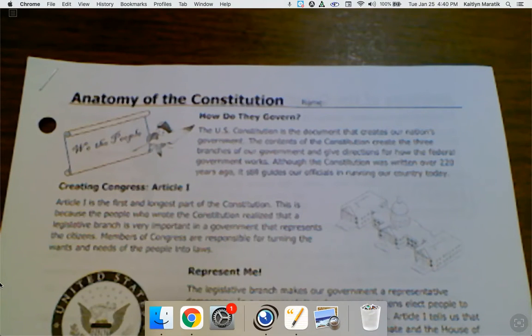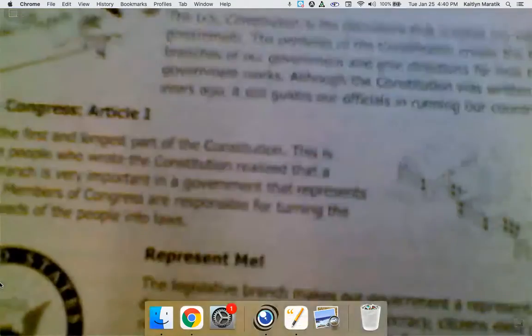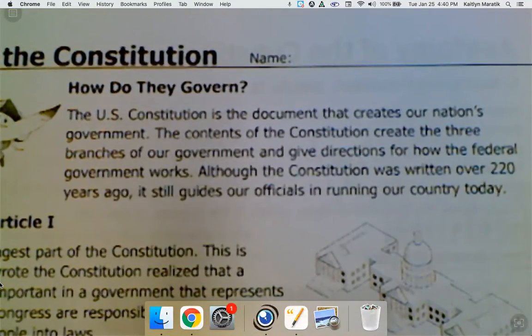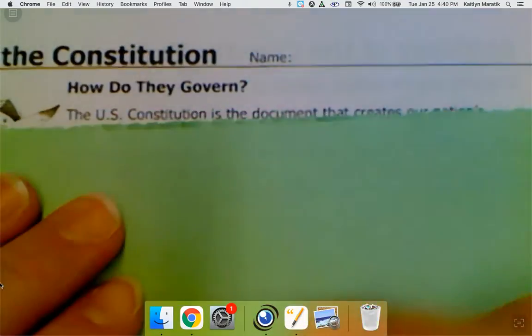Okay, we are reading the Anatomy of the Constitution. As you go, you will want to stop this video as you come across each answer, but I will be reading through the entire document. So, Anatomy of the Constitution. How do they govern?